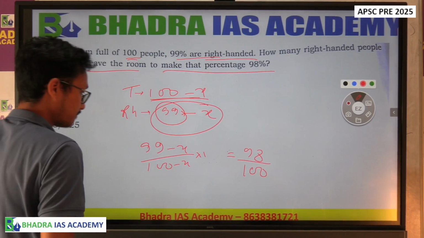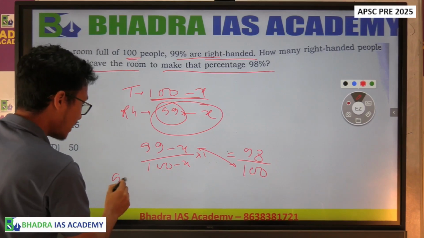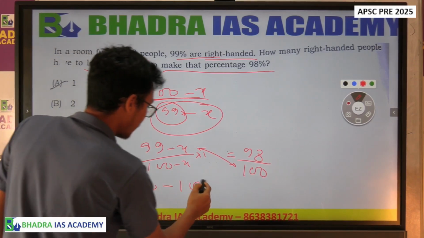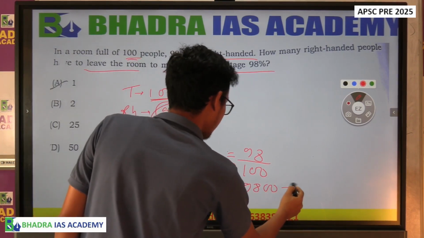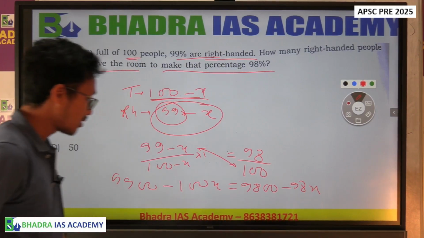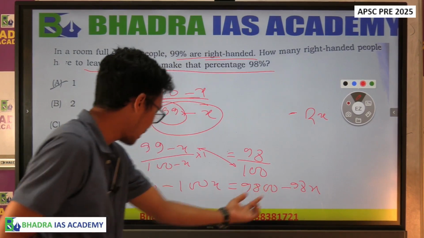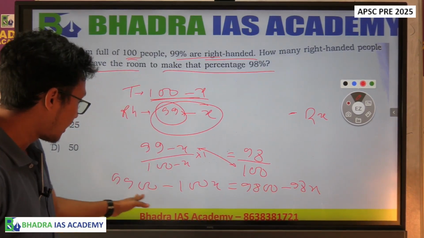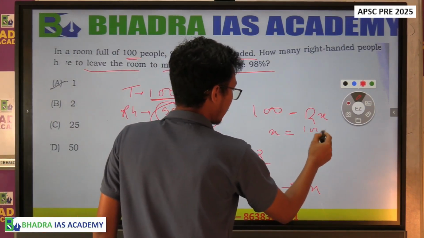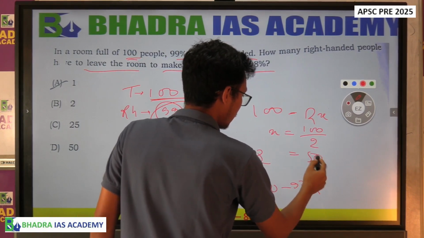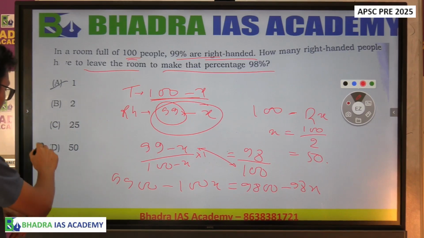98 by 100, so cross multiplication কৰিলে কি হ'ব, 9900 minus 100x equal to 9800 minus 98x, so now x ইপিনে লৈ গলো, so 2x থাকিলে এইটো সাইডে, আৰু এইটো সাইডে 9900 ৰ পৰা 9800 গল 100 থাকিলে, so x equal to 100 by 2 that is 50, so 50 জন মানুহ আমি ইয়াৰ পৰা উলিয়াব লাগিব right handed, so answer is 50, D.